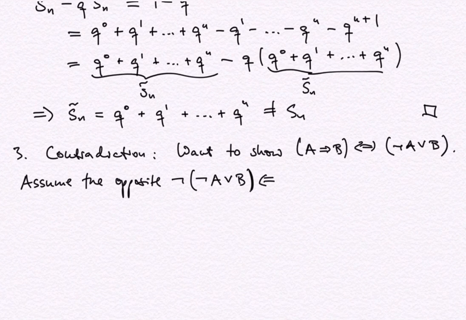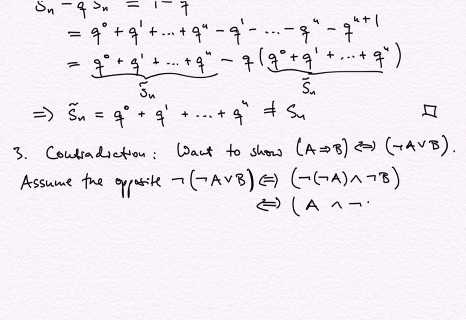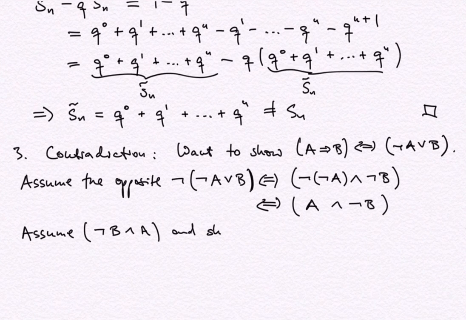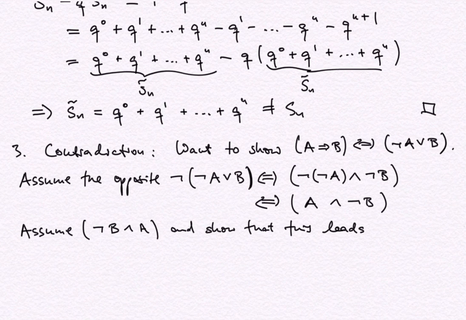This is equivalent to not not A. Two negations, of course, are positive. And if I negate the OR operator, I get the AND operator. So A and not B. So I assume not B and A, and show that this leads to an obvious contradiction.